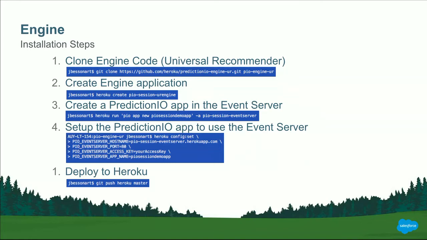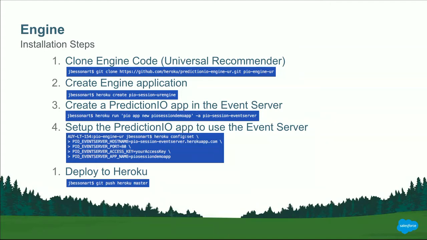Then you just create the application on Heroku, and then a PredictionIO application on the event server. This third step is a little different, because it's a PredictionIO application. It's not a Heroku application like the other one. And that will give us an access key that later on we will be using to tell the engine which application we are using.